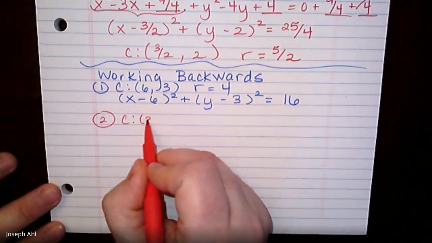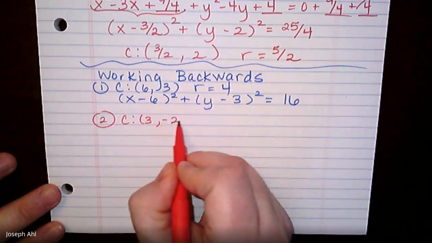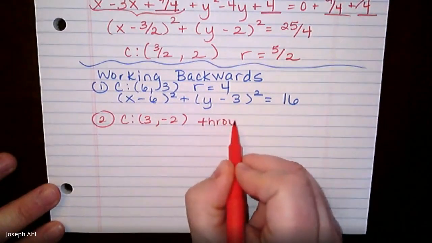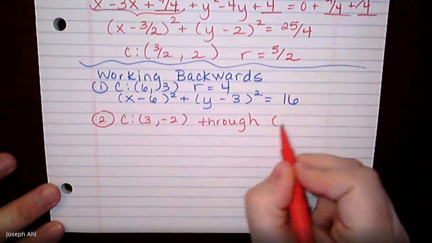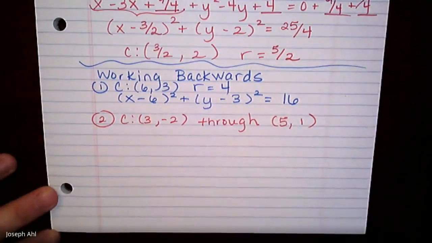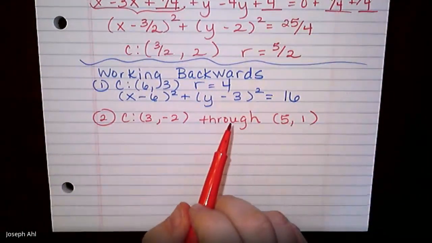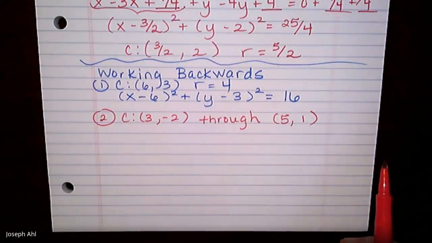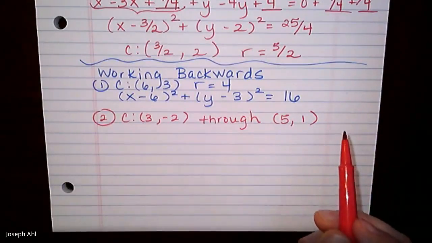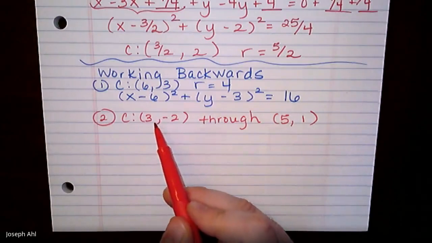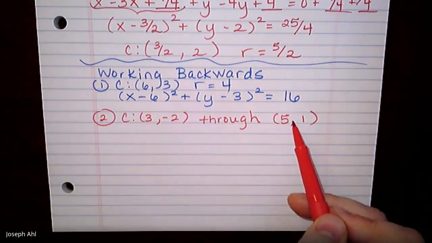The center is going to be at 3, -2. And the circle passes through the point 5, 1. All right, in this scenario, to figure out the equation of the circle, hopefully you can see that clearly what's missing is the radius. Now the radius in this scenario is going to be the distance from the center to this point that's on the outside of the circle.